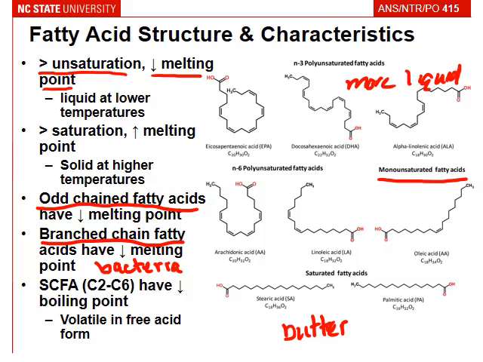And then we also have our short-chain fatty acids, also referred to as our volatile fatty acids. You should be able to tell me what these are. This would be acetate, butyrate, and propionate, the big three. They have a low boiling point. Boiling point means that they are going to be a gas at a lower temperature. So they are very volatile in their free form, volatile meaning unstable.